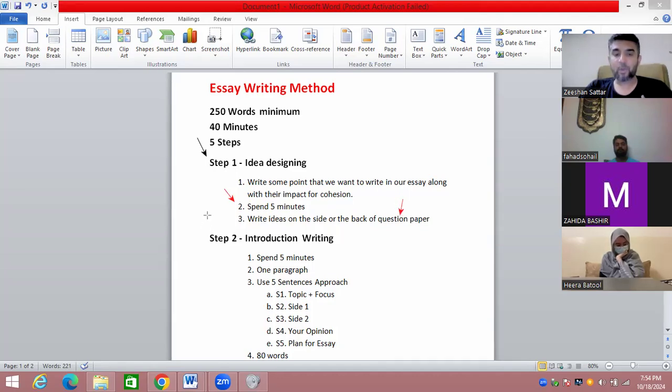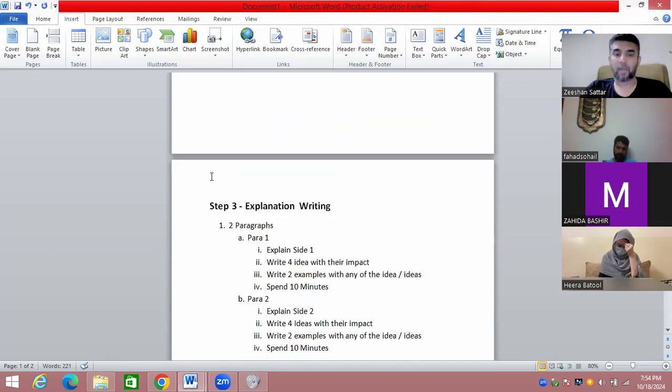And then step number 2 will be introduction. Spend 5 minutes, 1 paragraph, and use the 5S approach. Sentence number 1 will cover the topic and focus. Sentence number 2 will be from side number 1. Sentence 3 will be side number 2. Sentence number 4 will be your opinion. And sentence number 5 will be your plan for the essay, for the further coming paragraphs. And then it should be at about 80 words when we complete it.